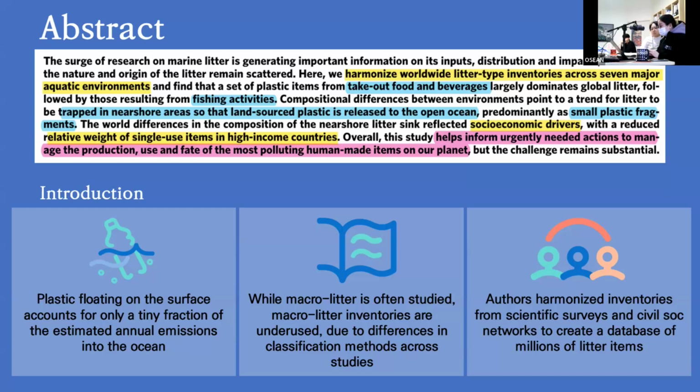So this study conducts a global classification of macrolitter by type of product, where authors harmonize inventories from scientific surveys and civil society networks to create a database of millions of litter items found across 7 major aquatic environments, ranging from rivers to shorelines and the open ocean, and from the surface to the sea floor. The data are all shown in the supplementary information.